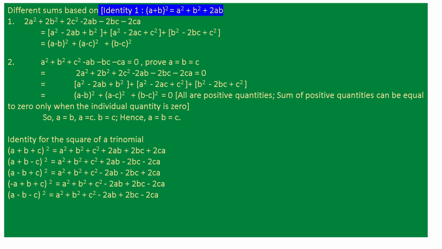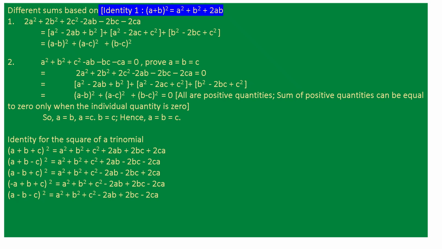Because from the expression A minus B the whole squared plus A minus C the whole squared plus B minus C the whole squared, if it is equal to 0, it means each one of these terms should be equal to 0: A minus B the whole squared, A minus C the whole squared, and B minus C the whole squared. Only when all the three individual quantities are 0, only then the addition of all these three will be equal to 0. So we can prove what is needed in the question.